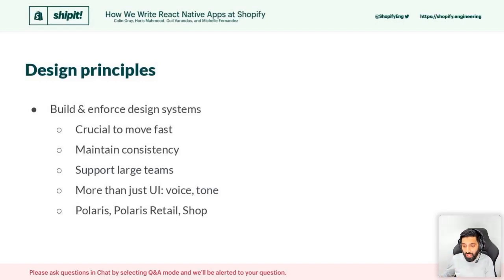So the Shop app itself has its own design system that's very unique and very different from the Polaris design system. But we like to make sure that we continuously evolve the design system itself and make sure that all aspects of our app are up to date and continuously following the design system's best practices. Similarly, the point of sale app utilizes the Polaris retail flavor design system, and this is something that they're continuing to work on as well.